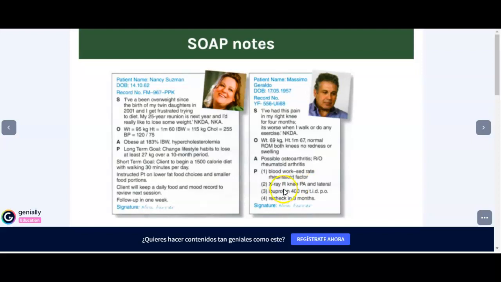Then we have an X-ray in the right knee, and we have here posterior, anterior and lateral X-ray, and then we have the medicine, ibuprofen, and then here we have the time that he is going to be using it, 3 times a day by mouth, and then recheck in 3 months, okay? So these are the elements that are included in this SOAP note.